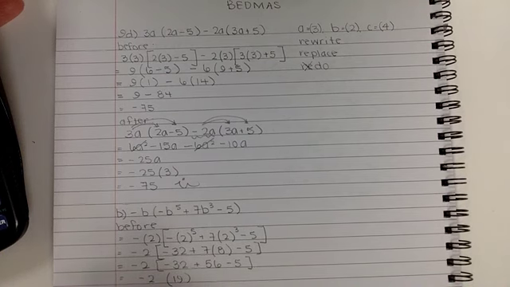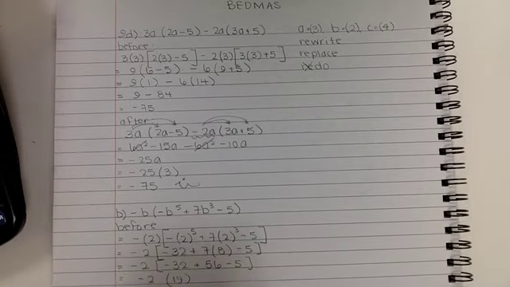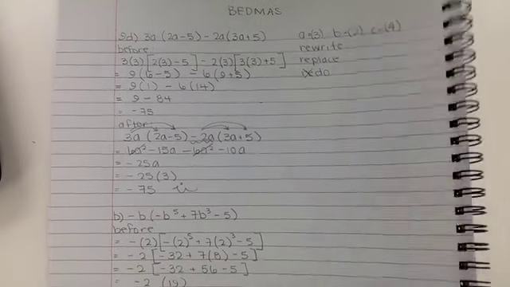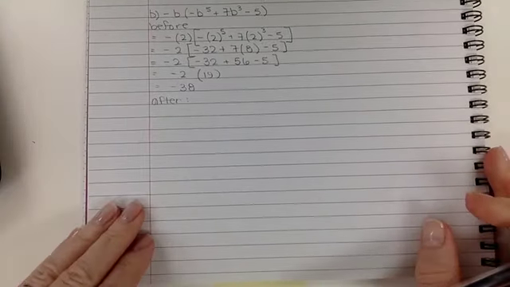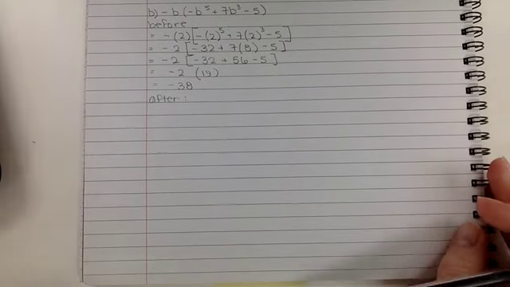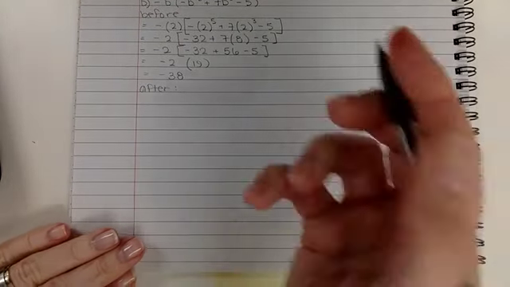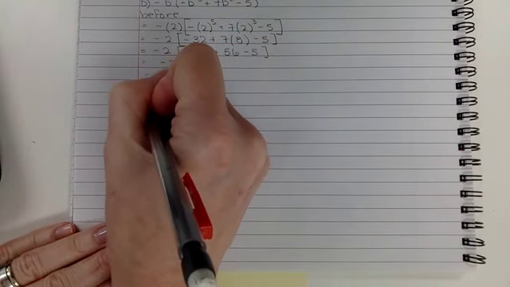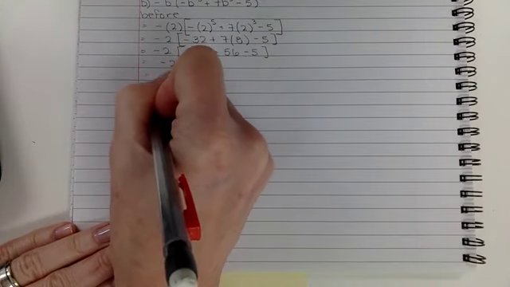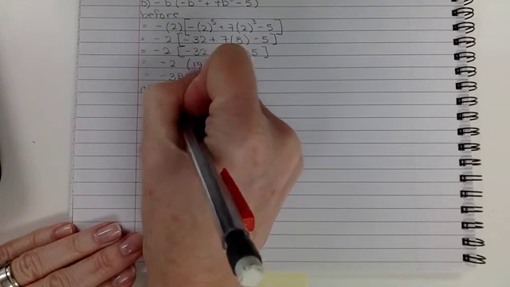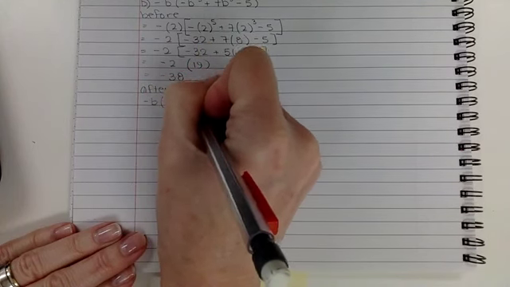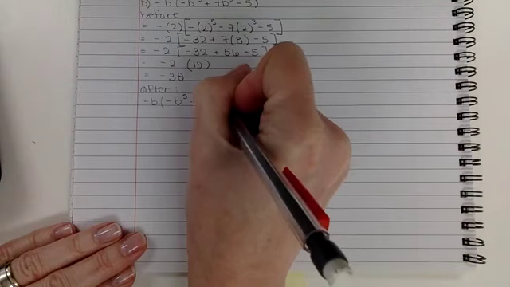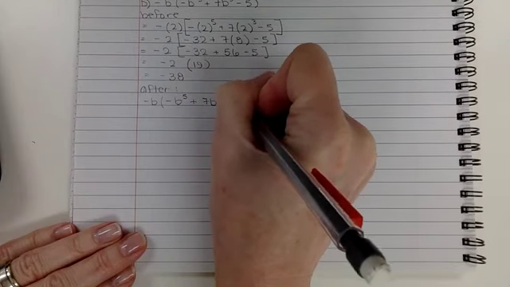Okay, after, here's the nice thing. These are double checks for each other because they must equal the same thing even though they are done a different way first.